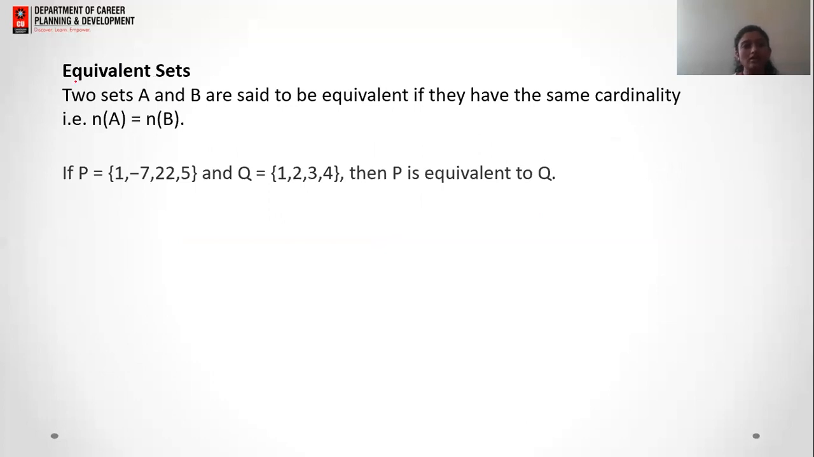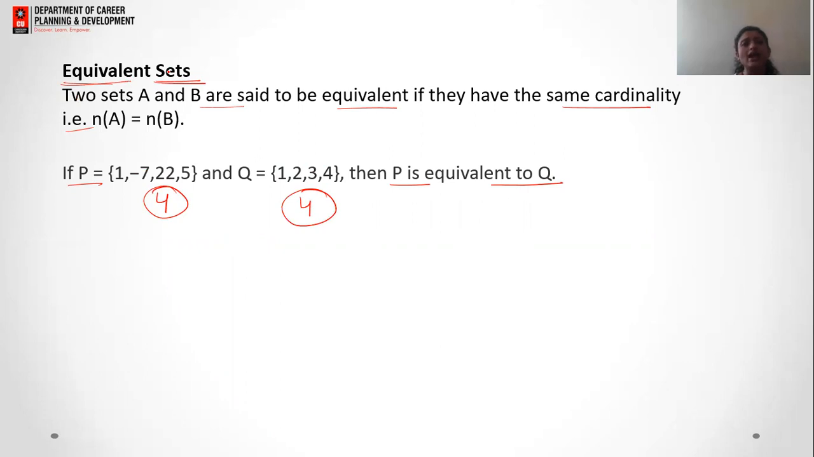The next one is equivalent sets. This is a little bit different from equal sets. Two sets A and B are said to be equivalent if they have the same cardinality. It doesn't matter whether they have the same elements, but the number of elements in both sets should be the same. For example, in the first set P, 1, -7, 22, 5 are the elements, and the total number of elements is 4. And in set Q, 1, 2, 3, 4. Again, 4 elements are there, but the elements are different. Then we can say P is equivalent to Q because their cardinal number is the same. If only the cardinal number of two sets is the same, they are known as equivalent sets.